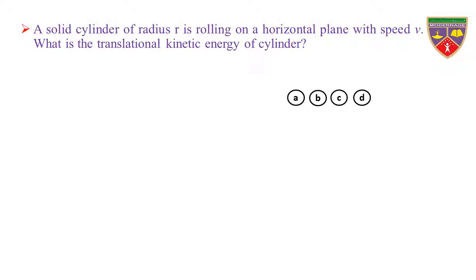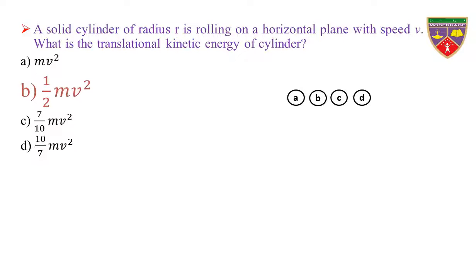A solid cylinder of radius r is rolling on a horizontal plane with speed v. What is the translational kinetic energy of cylinder? Option A, mv square. Option B, 1 by 2 mv square. Option C, 7 by 10 mv square. Option D, 10 by 7 mv square.